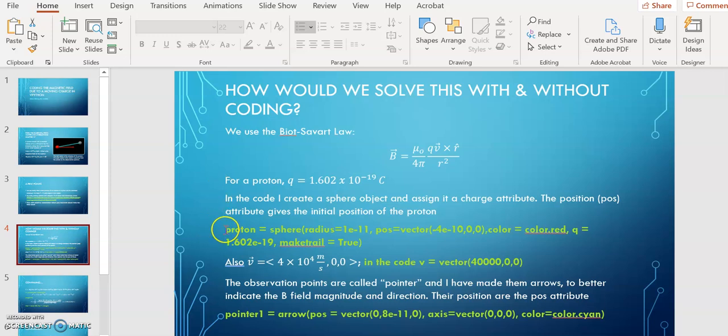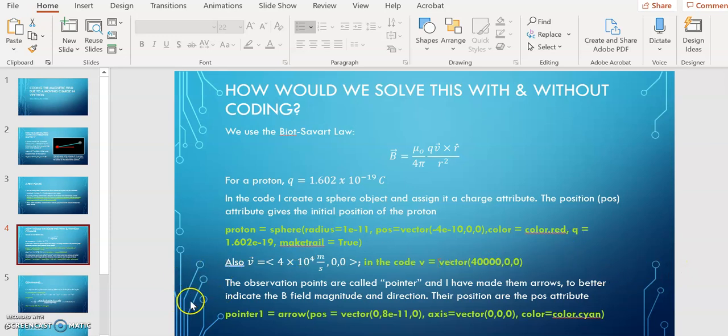So here is the statement in VPython where I created the proton. So I made it a sphere. Proton equals a sphere. I gave it a radius. Now this isn't really the radius of a proton. That's much smaller, but I wanted you to be able to see it in the scale of the code. So I chose 1 times 10 to the minus 11. I gave it a position vector. That's the position attribute, pos, right? And that's the initial position of the proton. So that's its initial position vector. I made it red, and I gave it the charge attribute q that contains the charge of a proton on it. I turned make trail on.